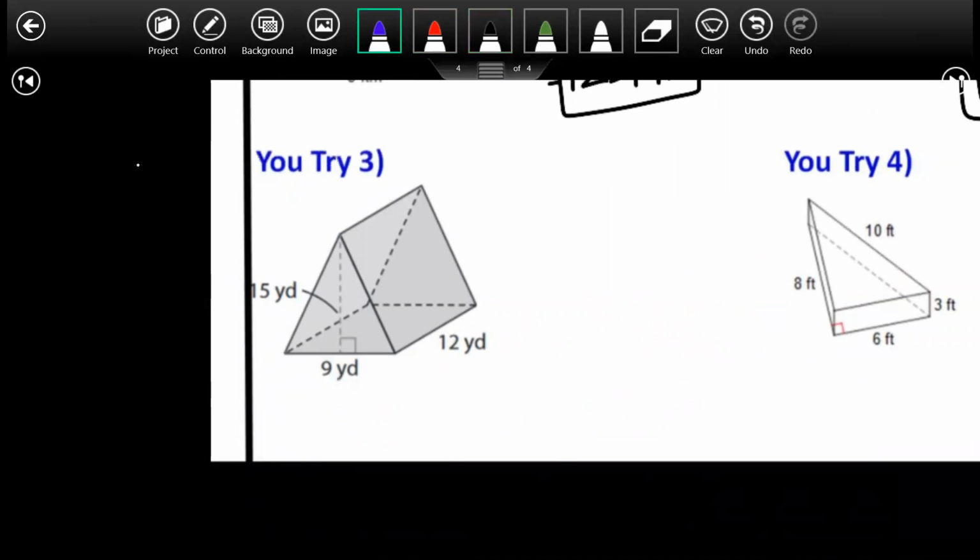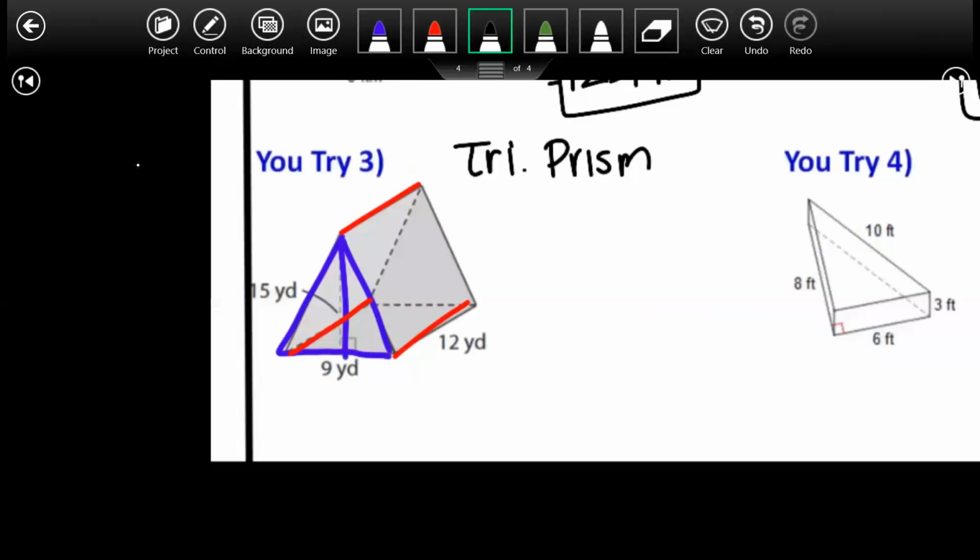Again, I'm going to look at my triangle here. I'm looking at the right angle to this one because I need to find the area of that triangle times the depth of this. So my volume for, let's write this out, triangle prism, and Al, you're right, volume is equal to 1/2 AB times H.